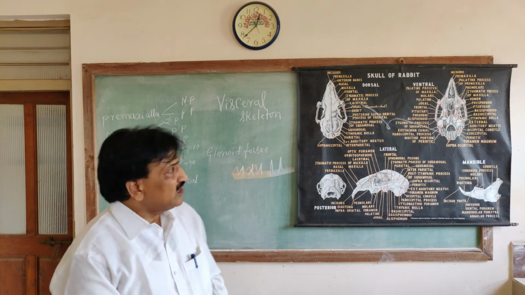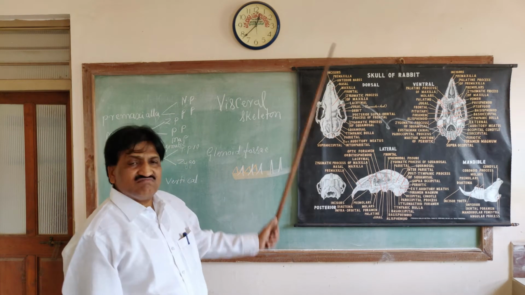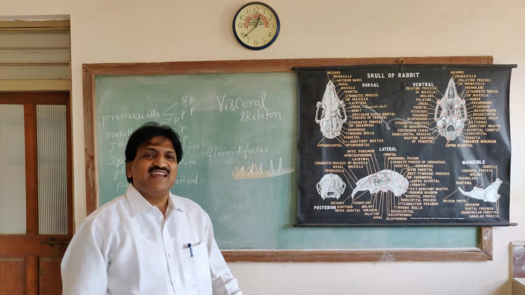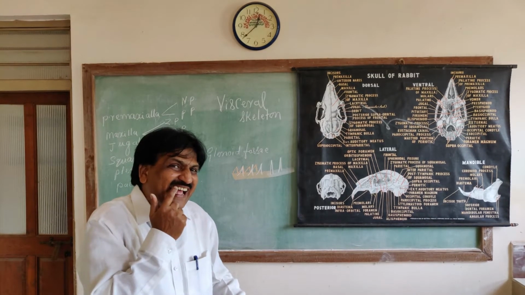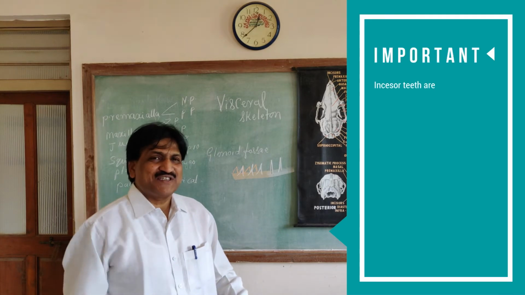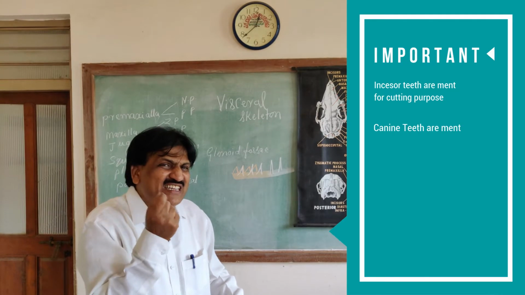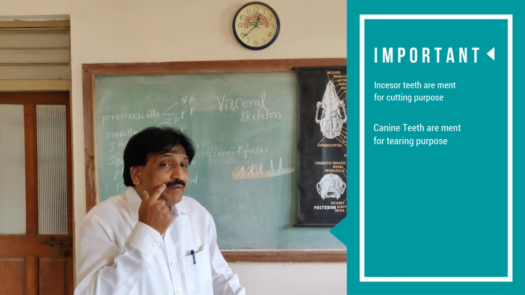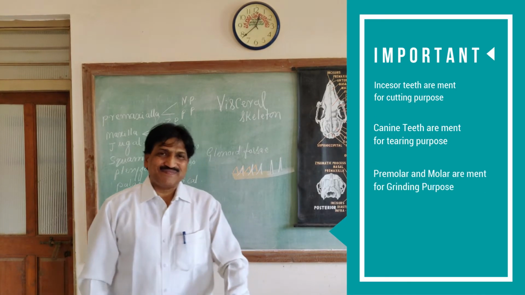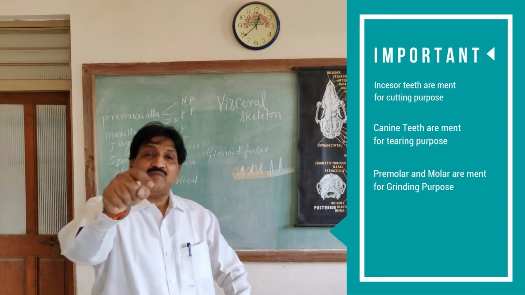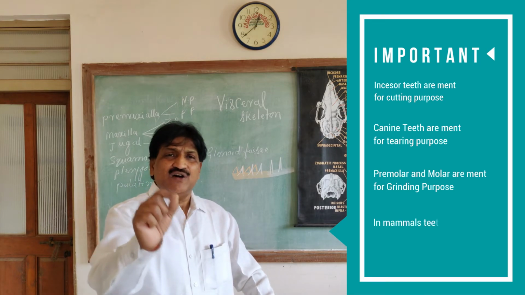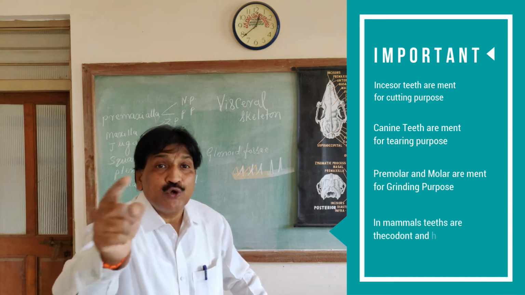What are those, sir? One is the incisor, the front teeth, meant for cutting. The second one is the canine, meant for tearing. Premolars and molars are meant for grinding. In the case of mammals, you have to write the important character: the teeth are thecodont and heterodont.